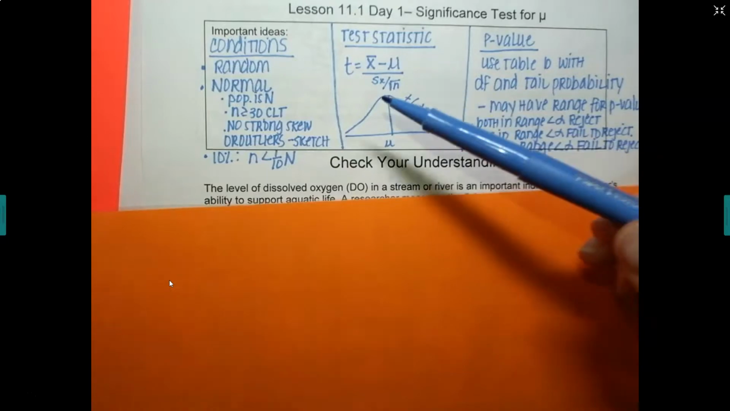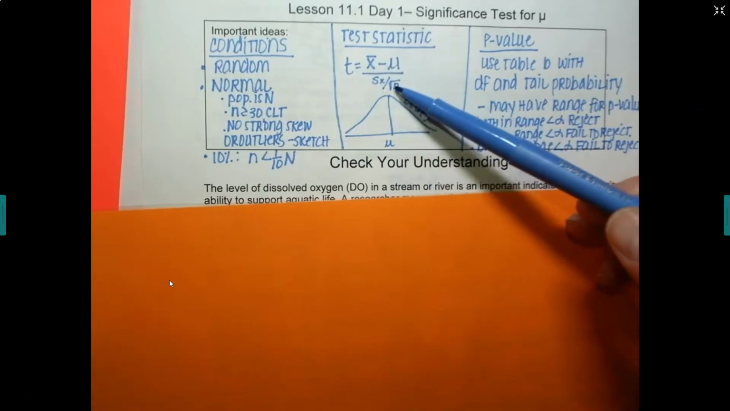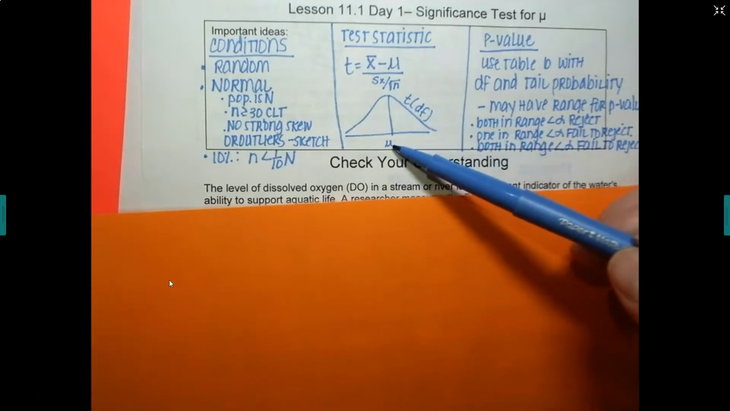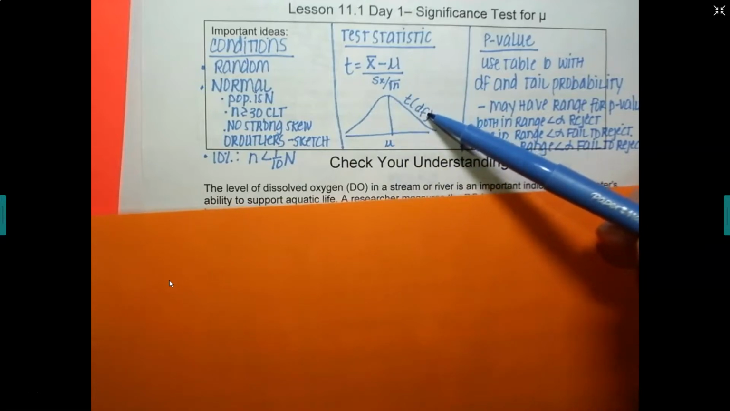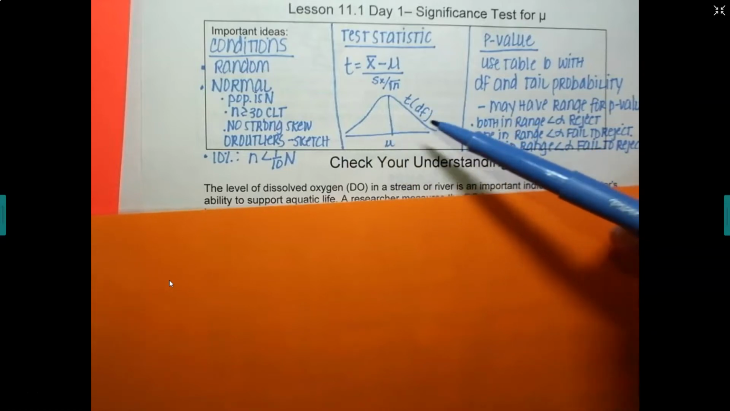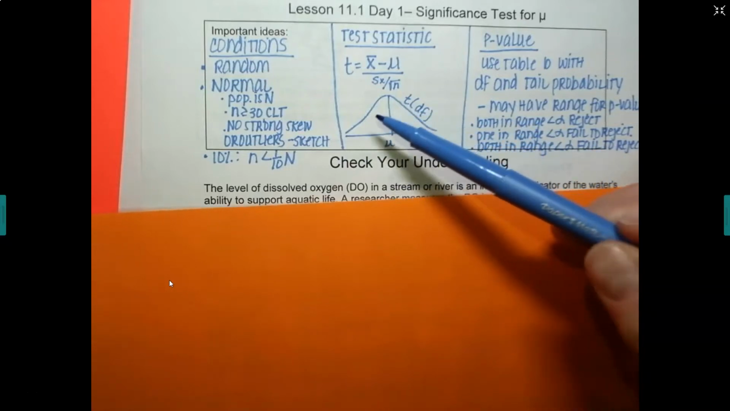Your test statistic looks just like the z-score. You take your statistic minus your parameter divided by your standard error. When you're going to draw it, you put your mean right in the middle. It's T and whatever your degree of freedom is. And depending on what you get, where you draw the line and shade. If it's on the plus side, you shade above. If it's on the minus side, you shade below.